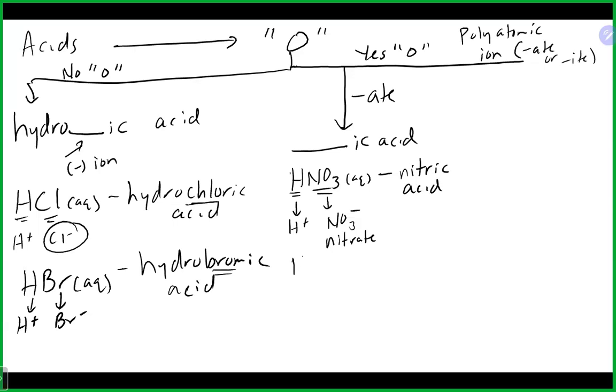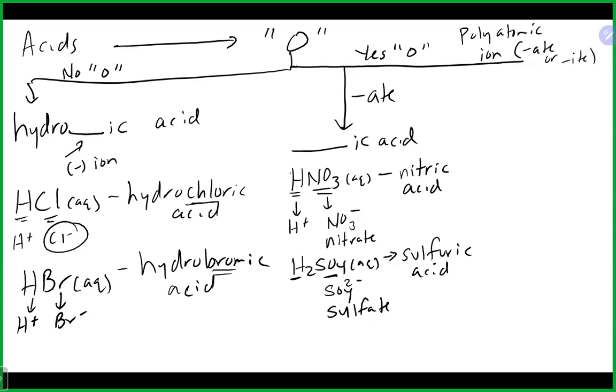If I had H2SO4, this again is our H, this is our SO4, that is SO4 2 minus. That is sulfate. And this would then become sulfuric acid in this case.